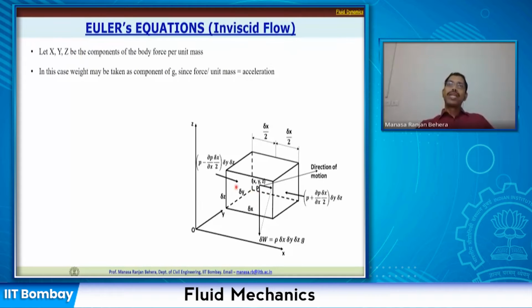In this, you can either take P here, and the pressure here is going to be P plus dou P by dou x into dx, or if I take the pressure P at the center, then on this side it is going to be P minus dou P by dou x delta x by 2 applied over the area delta y delta z, and on this face it is going to be P plus dou P by dou x multiplied by delta x by 2 applied over the area delta y delta z.